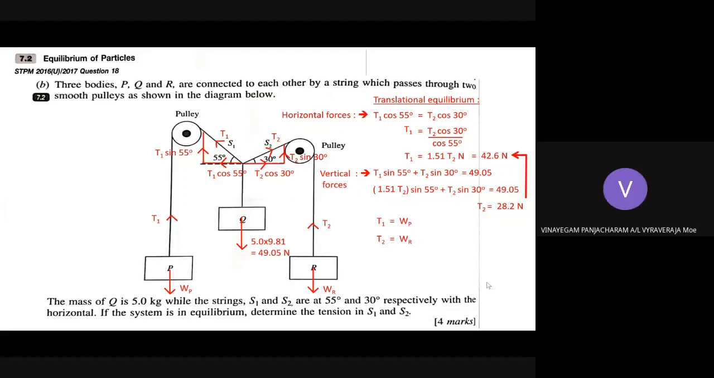T2? Yes. This one, how? Yeah, yep. Vertical forces. Yep.